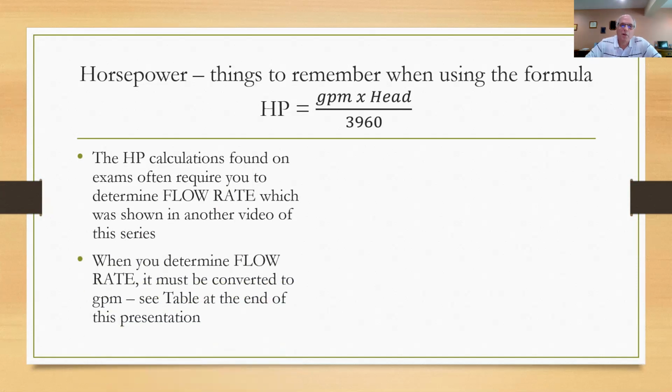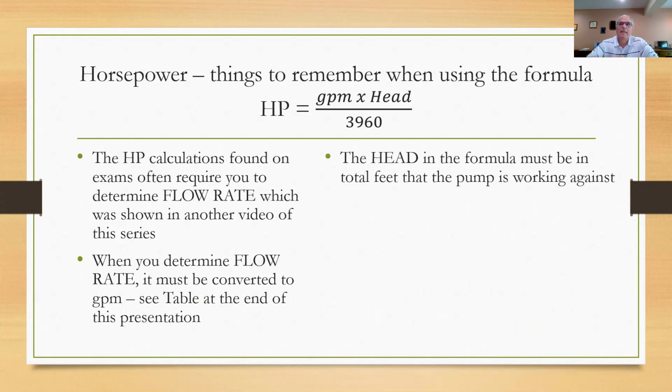When you determine that rate of flow on your exam, you have to convert it to gallons per minute, and you can use the table at the end of this video, the last slide on this chapter, to determine how to get there from, say, 1 million gallons per day or cubic feet per second. That all has to be brought down to gallons per minute in order to use this formula. Another thing you got to remember is that the head in the formula has to be in total feet that the pump is working against.